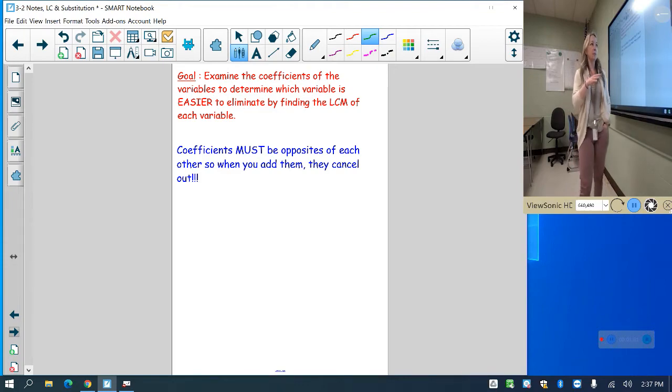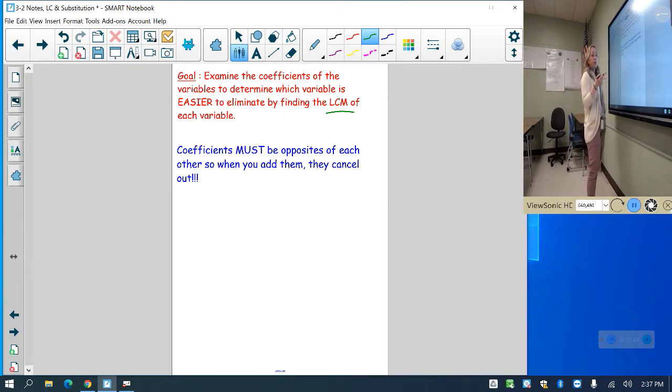So let's talk about the terminology in all of this. What is a coefficient? First of all, a coefficient is the number in front of the variable. A variable is the actual letter used that represents a number. LCM, least common multiple. We like to confuse this one with greatest common factor. Okay, least common multiple, you have to think of multiples of a number.